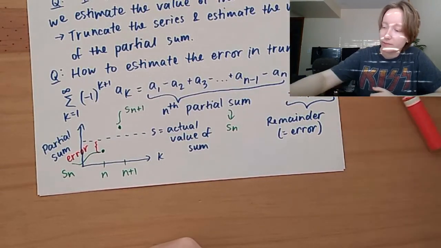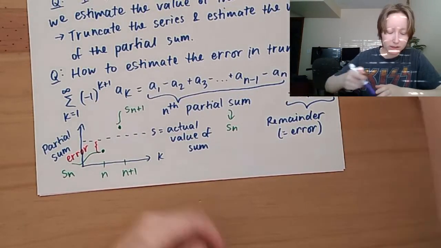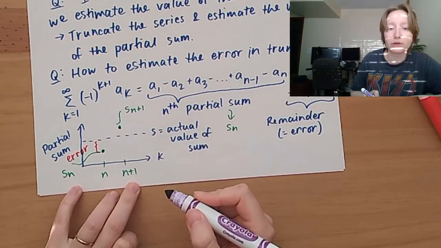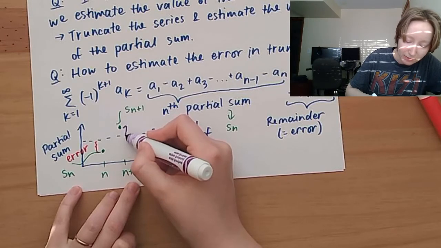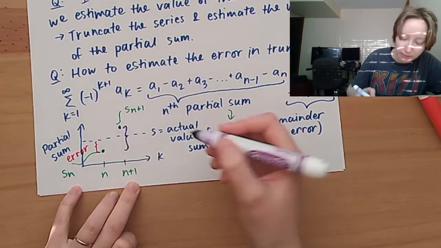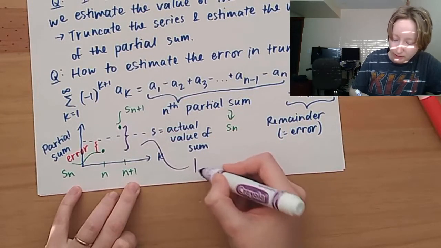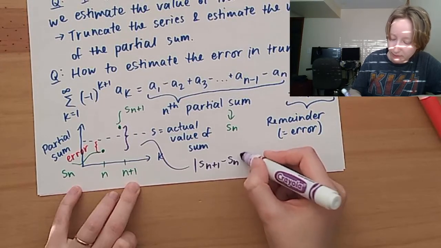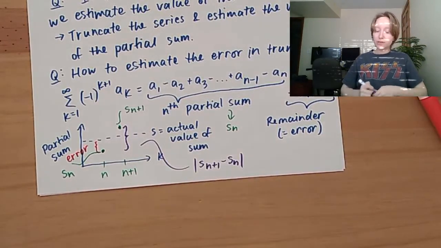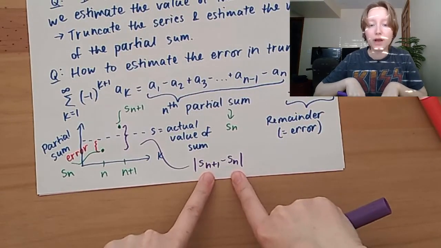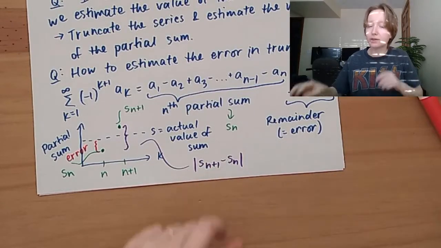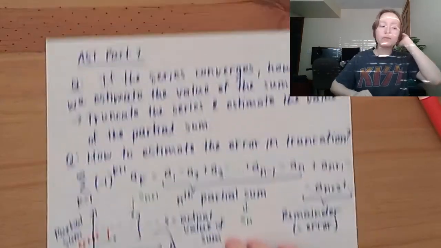Something else that I can quantify as well, let me do this in purple, is the difference between two consecutive partial sums. So this is S sub n plus 1 and S sub n, right? So I'm going to say that this is the absolute value of the difference between these two consecutive partial sums. And we actually do know a value of this in terms of a sub n's because of a pattern. And so we'll talk about that next.